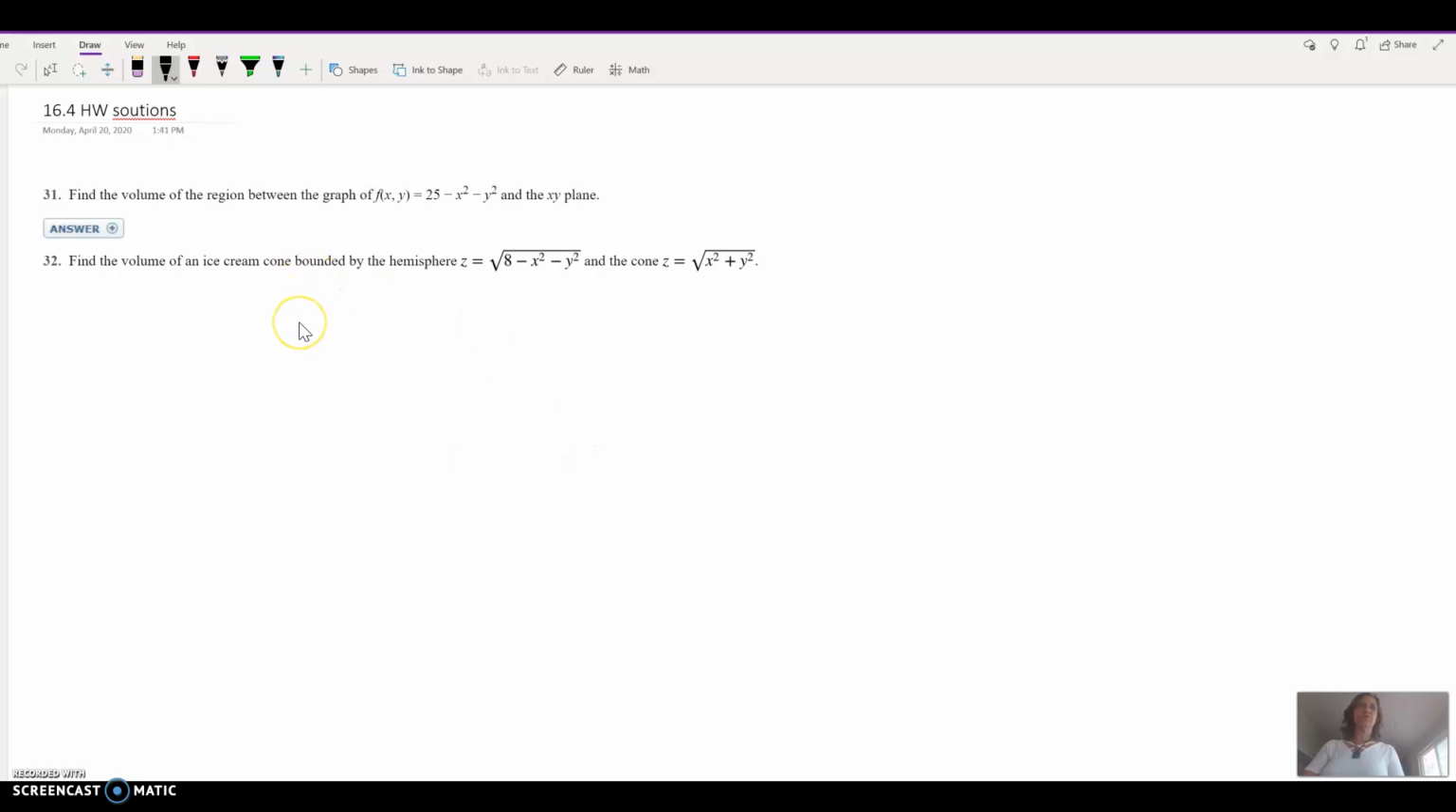Hi, here's a couple solutions to some of the homework problems from 16.4, actually one homework problem and one challenge problem to help you get excited for 16.5. So the first one we'll look at is number 31, and this one is in the homework.